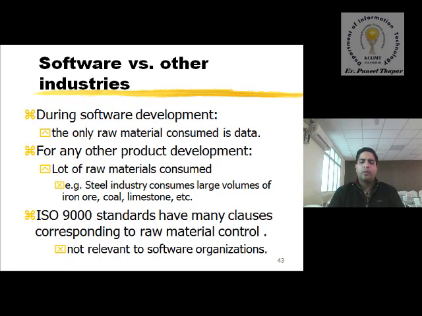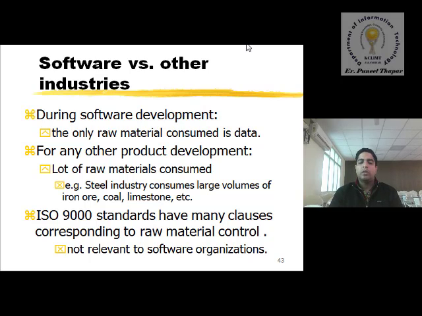Next is software versus another industry. Another difference is that during software development, the only raw material consumed is data. But other industries, like the car industry and iron industries, consume a large volume of iron ores, coal, limestone. These are used in production. So those rely on raw material, but here the raw material is only data, or information. So we work on data in the software industry, and in other industries we work on raw material like steel, coal, limestone.